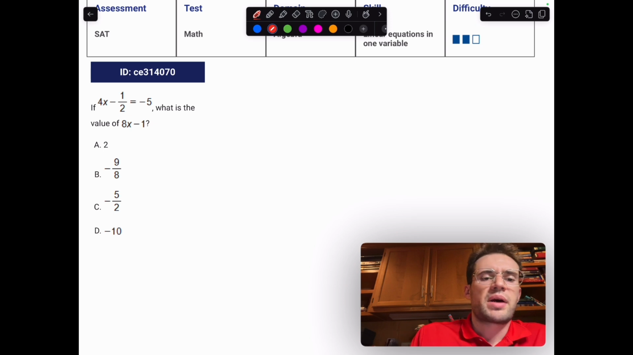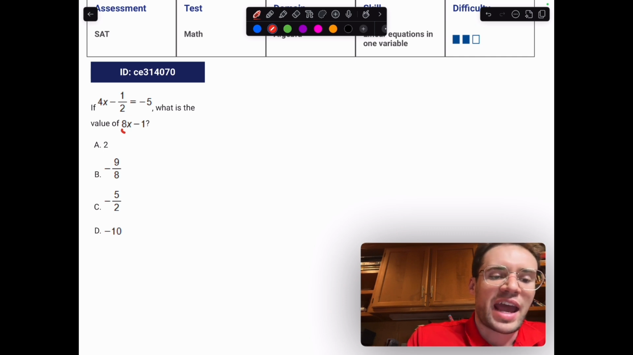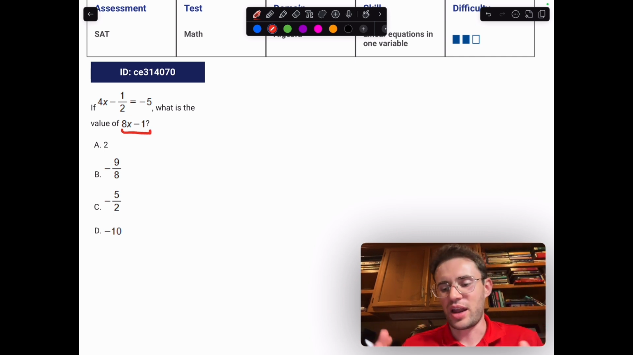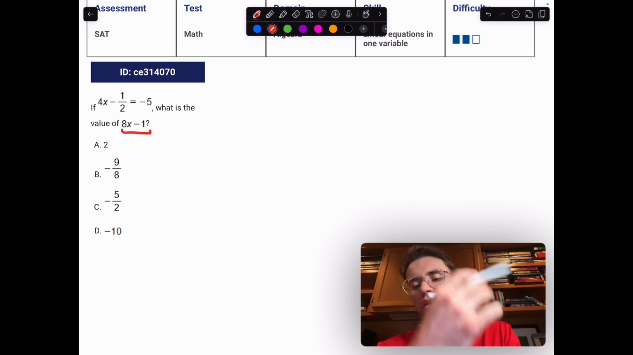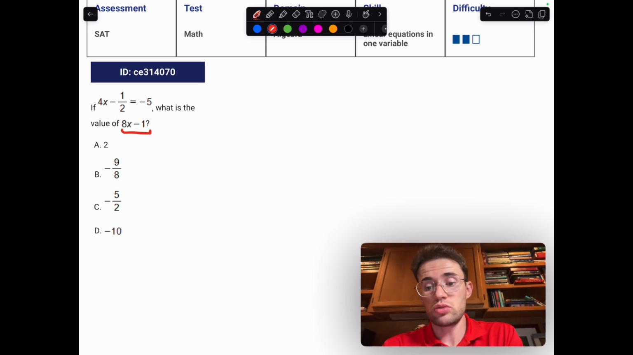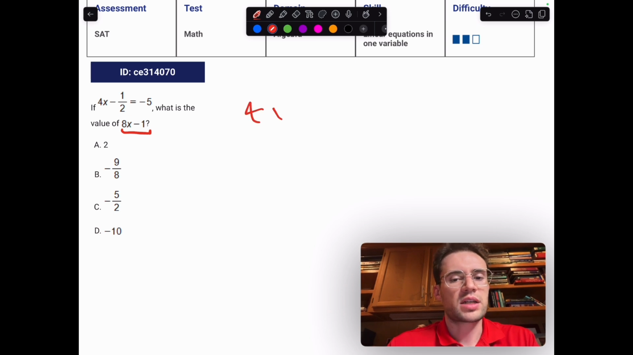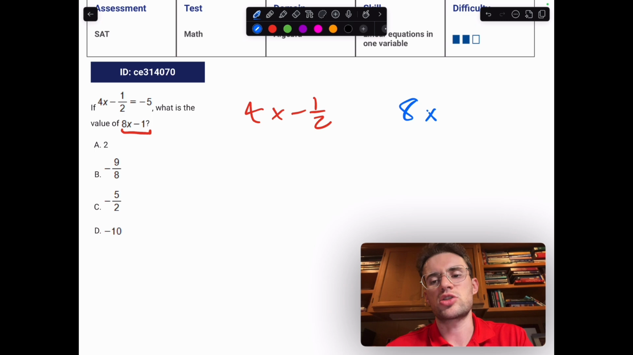If 4x minus 1/2 equals negative 5, what is the value of 8x minus 1? All right, so a lot of times, again, when they ask you, I've said this on a lot of the questions, they're asking for something that's not x. It's going to be either a part of the answer or a part of the original equation, or something you could do to one of the sides of the equation to make it like that. So if we look at 4x minus 1/2 and 8x minus 1, you might want to train your brain to recognize this if you don't see it immediately.